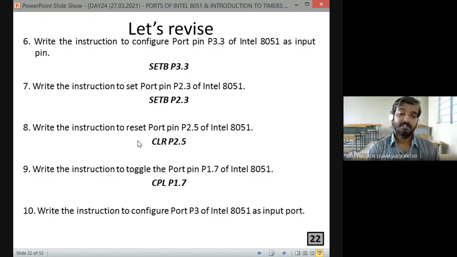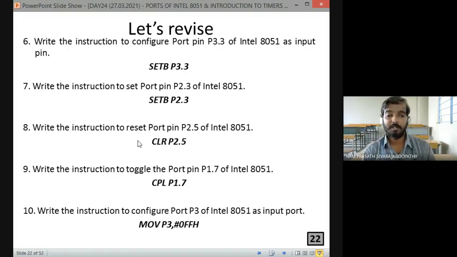Yes, yes. We are speaking an entire port. So we have to write FF. Okay. 1 and எழுதுனா என்ன ஆகும்? P3.0 மட்டும் தான் input configure ஆகும். Yes, that is the correct answer.